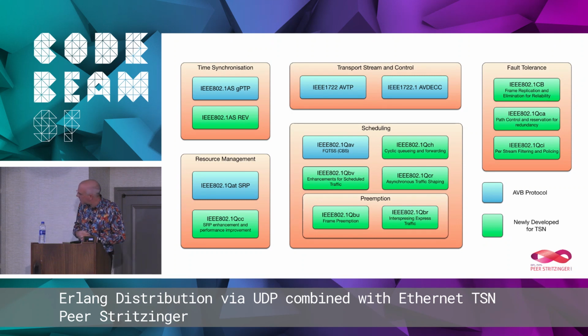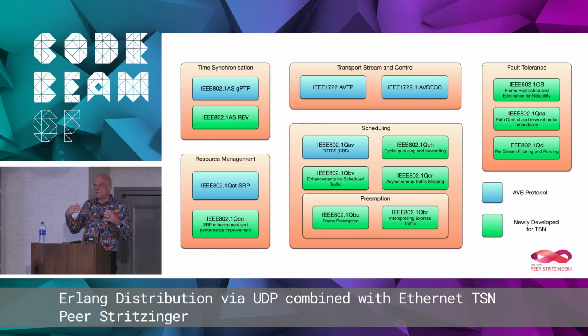That's the QBV. It's somewhere in the middle here. I want to highlight it. So this one here. That's enhancements for scheduled traffic, and there's also QCH, cyclic queuing and forwarding. And then there's asynchronous traffic shaping.